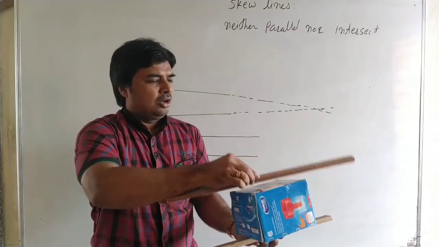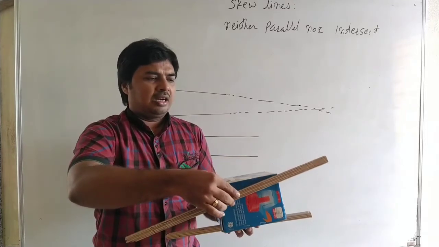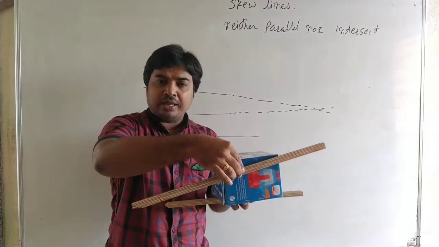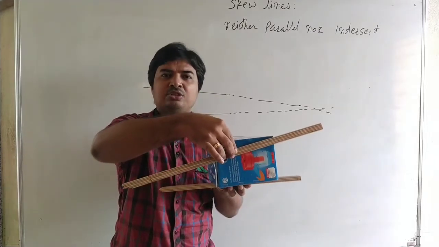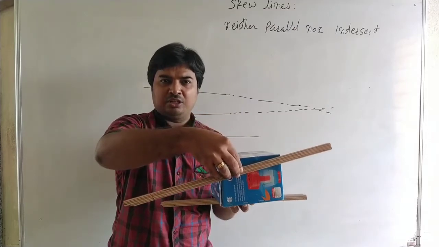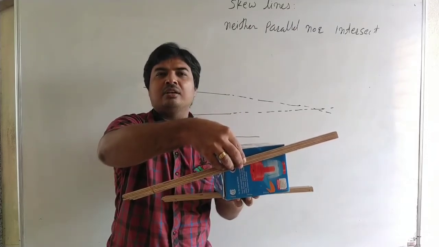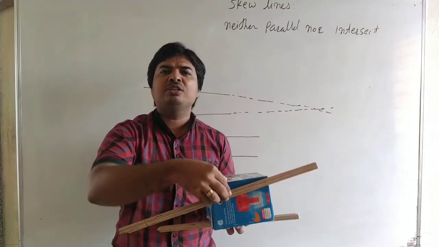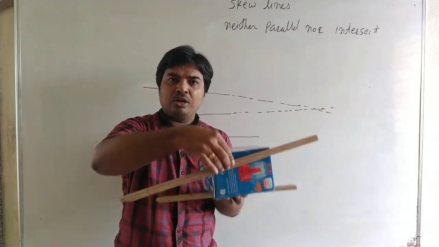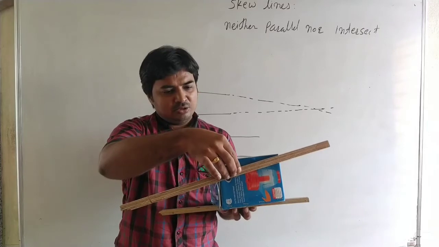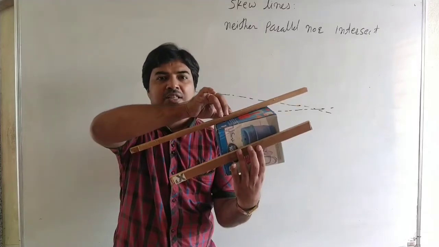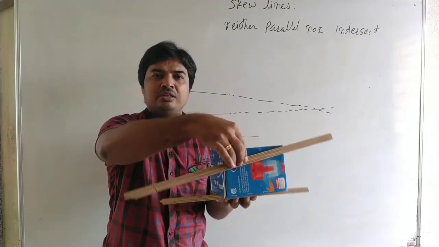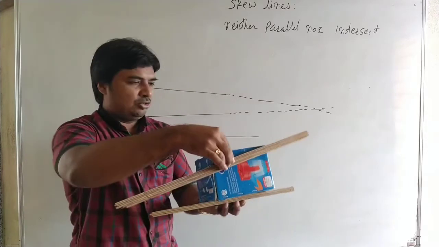Now we see another type. Again, these two lines lie on different planes. But when we draw a diagram, these two lines look like they intersect. We draw the picture on the board in two dimensions, so these two lines look like they intersect, but they lie on different planes. They do not intersect. That means these two lines are skew lines.